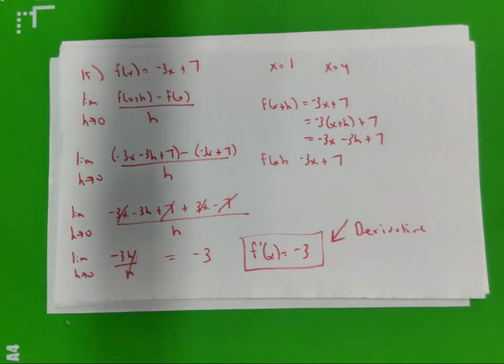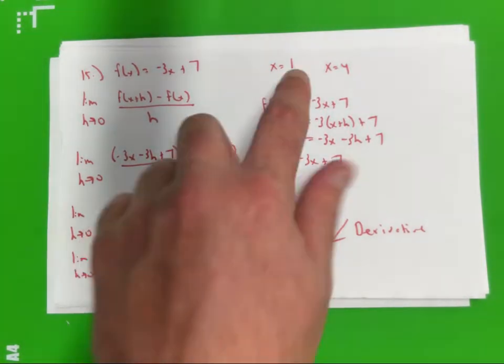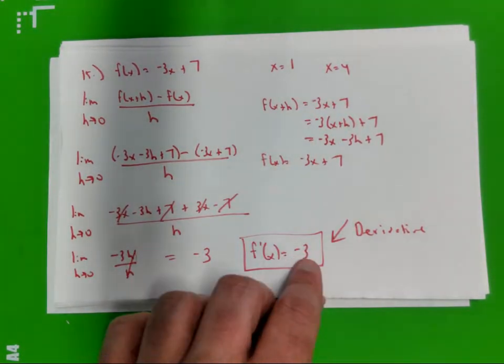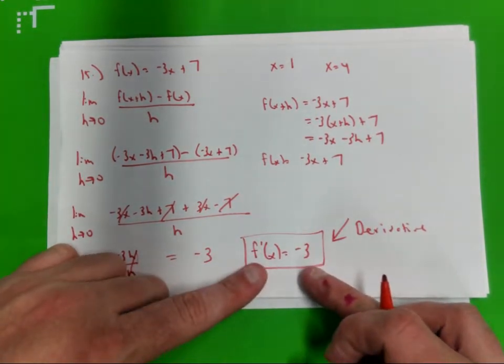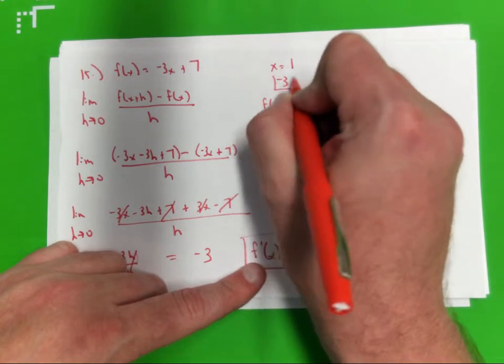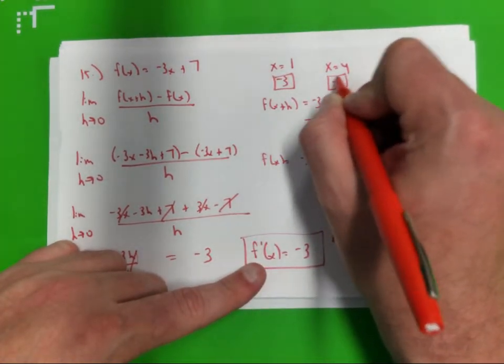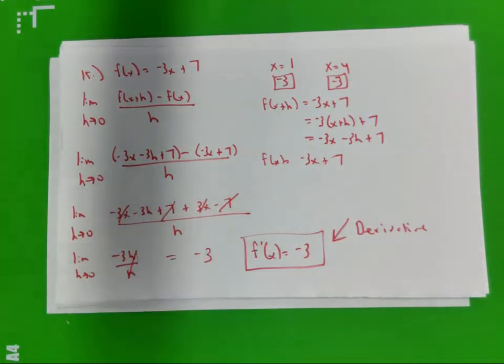You might say, Mr. Hester, okay, that's my slope generator, but how do I do these when there's not an x in there to plug it back in? Well, if you cannot plug it back in, then your slope at x equals negative 1 is negative 3, and at 4 is negative 3. And since they're both negative, that means the graph is decreasing at that moment.